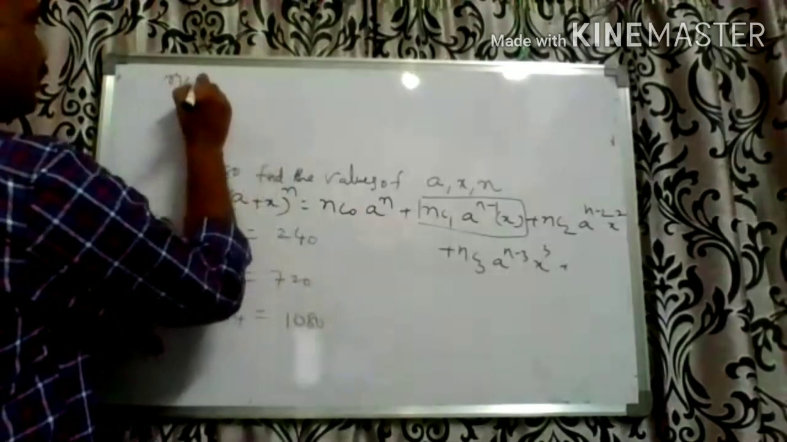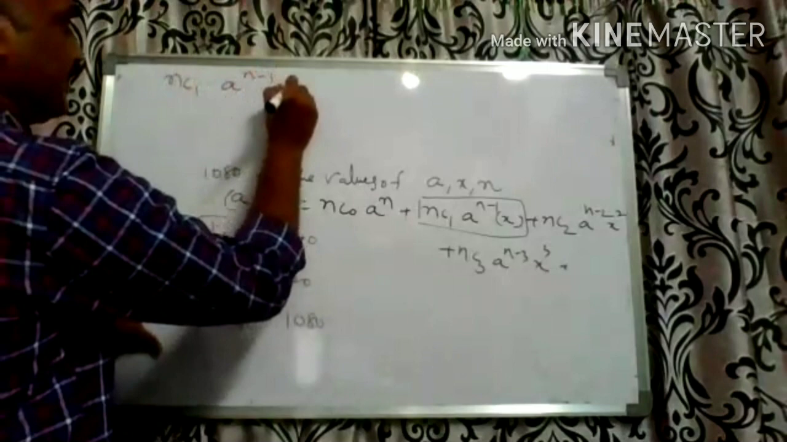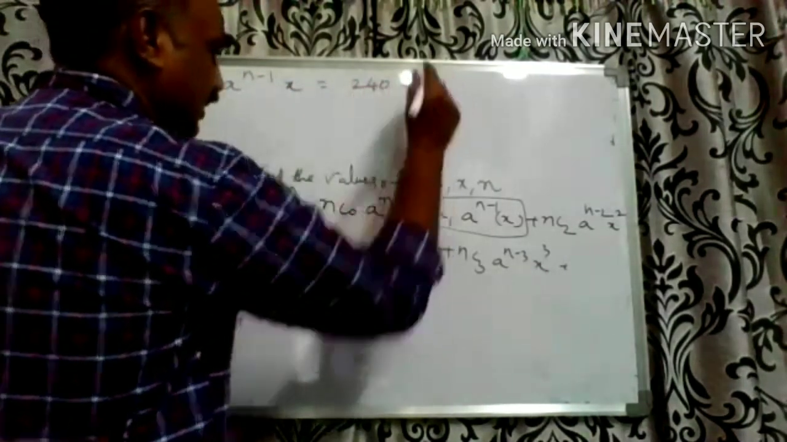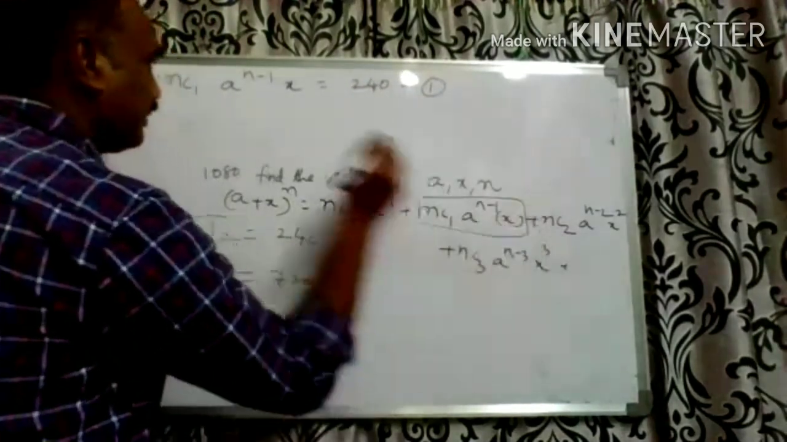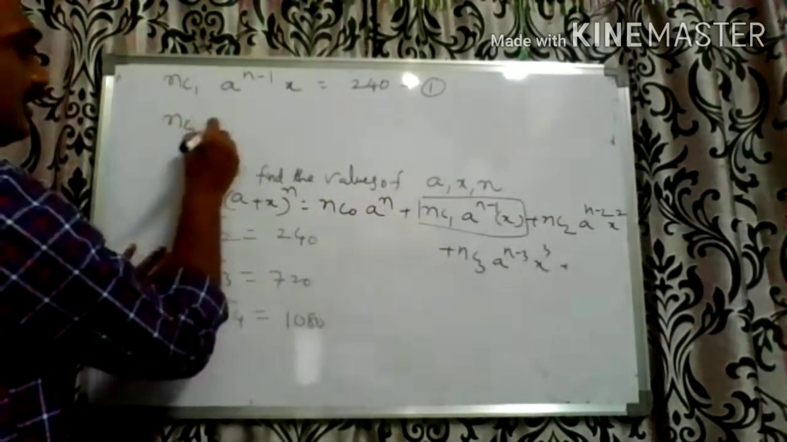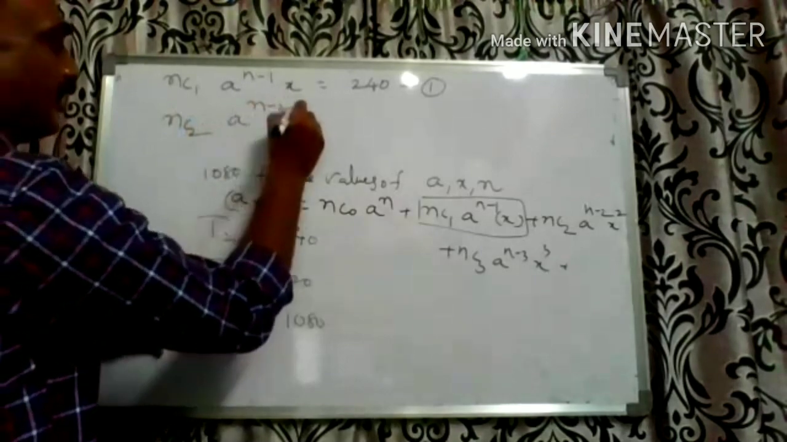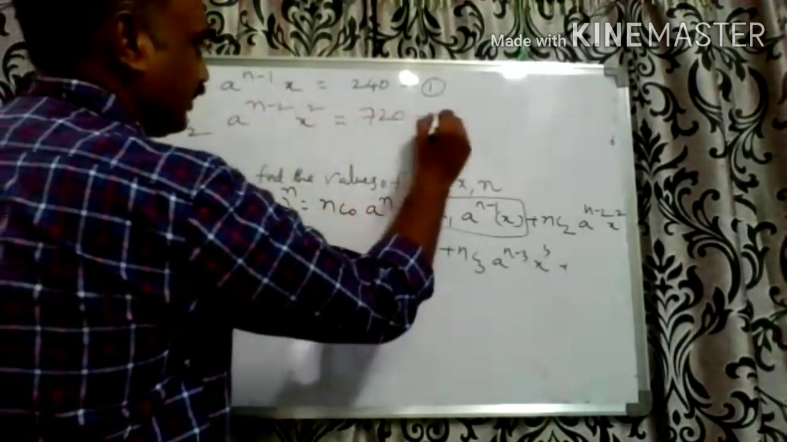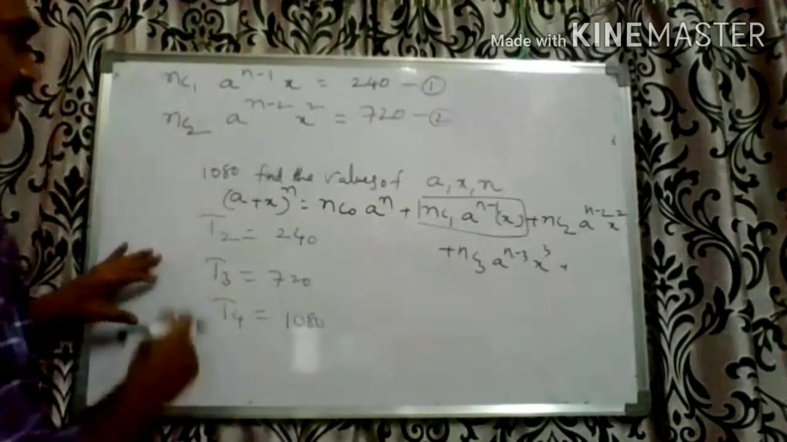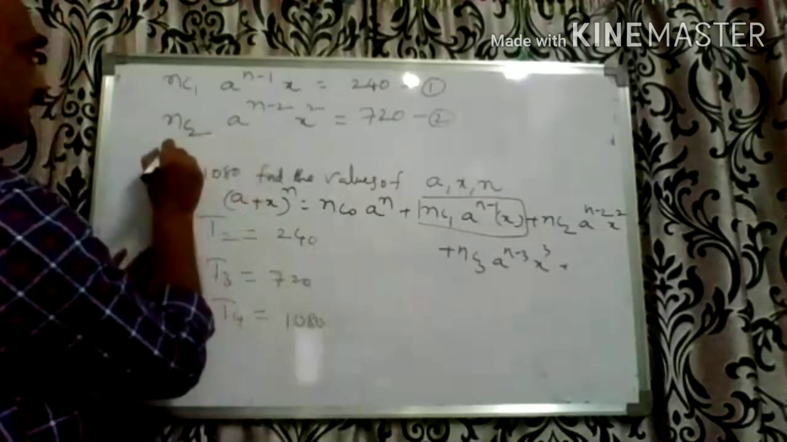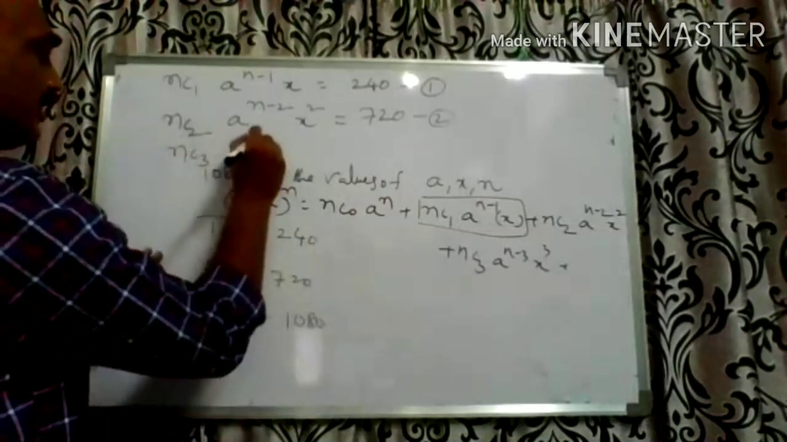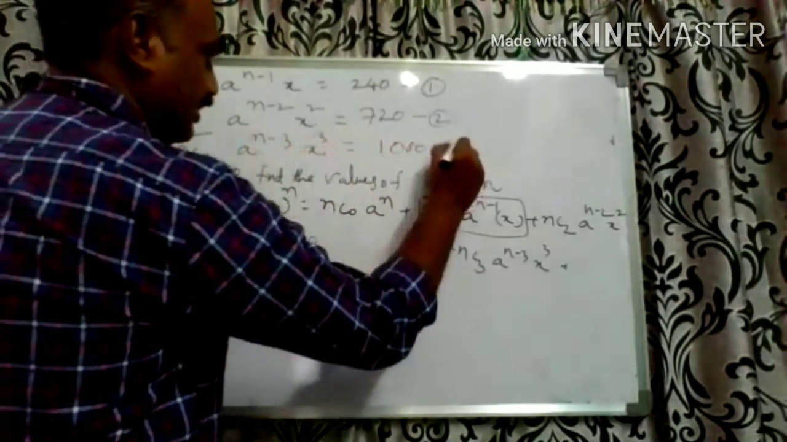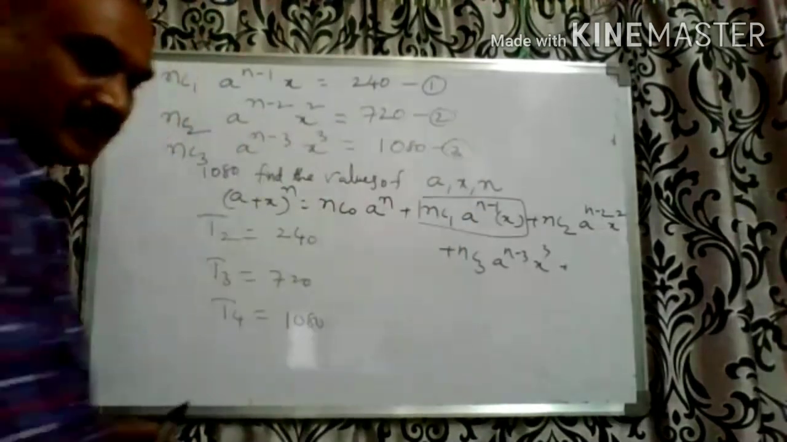nC1 a^(n-1) x is equal to 240. Equation number 1. Next, the third term is nC2 a^(n-2) x^2, so the third term is equal to 720. Equation number 2. Next, the fourth term nC3 a^(n-3) x^3 is equal to 1080. Equation number 3.